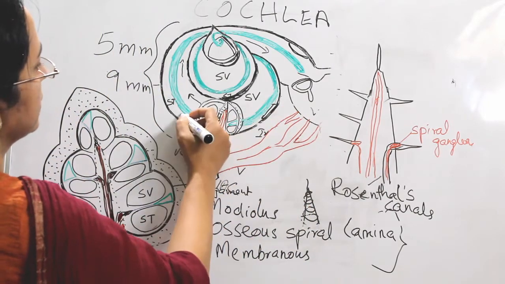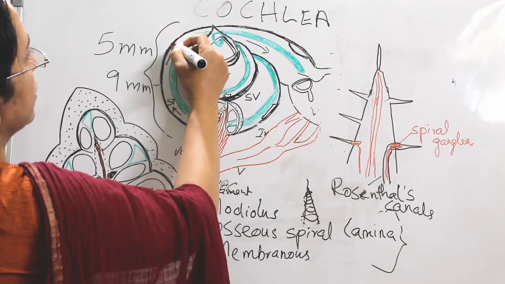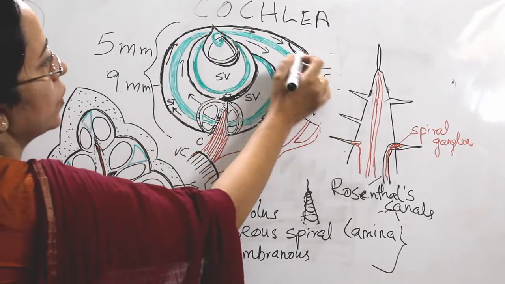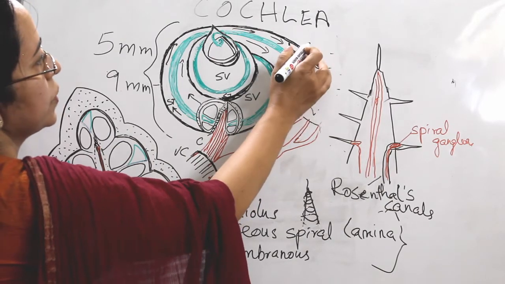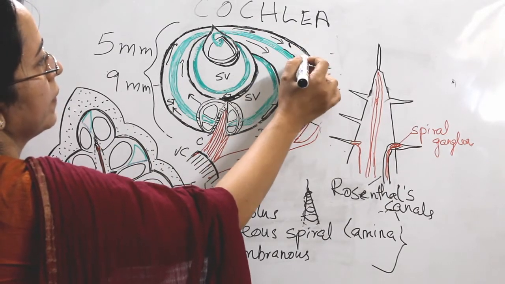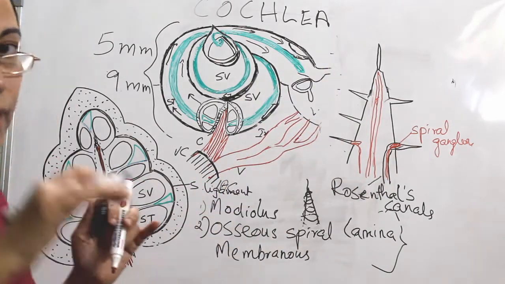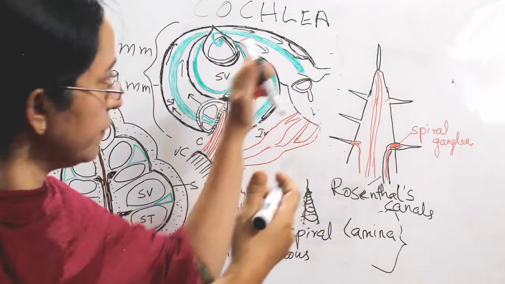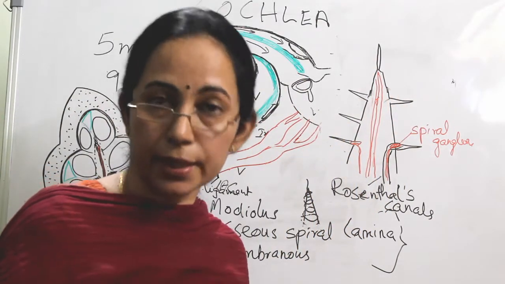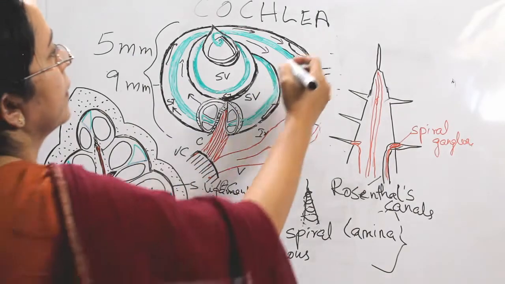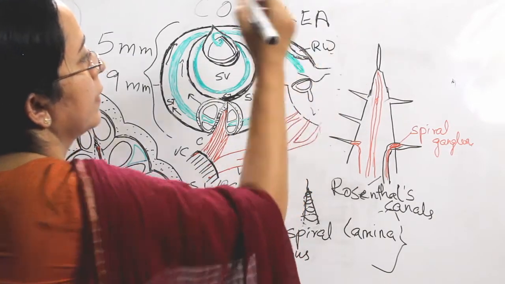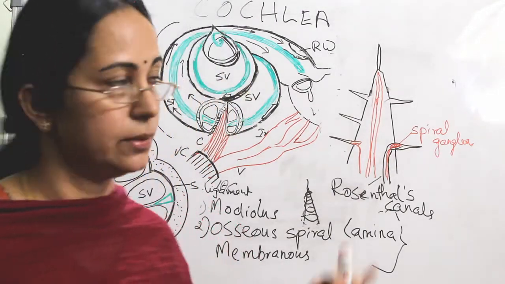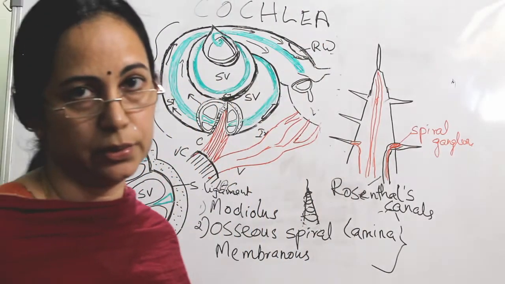Scala tympani, here also it comes. Actually it is a closed tube. Okay, it is a closed tube, and on the vestibular end there is a round window membrane. Okay, round window membrane, and it is closed in life by the secondary tympanic membrane. Okay, this is the round window niche.